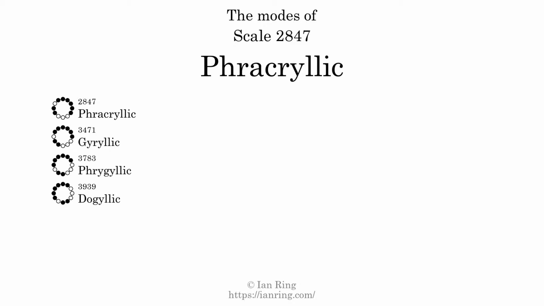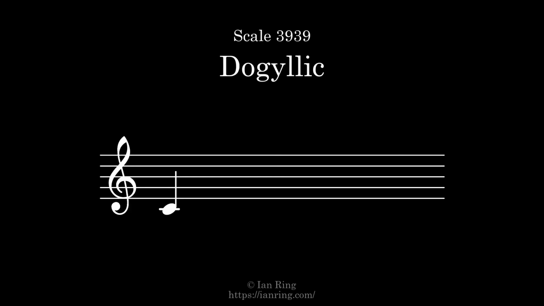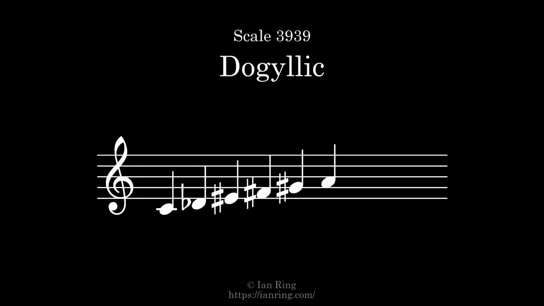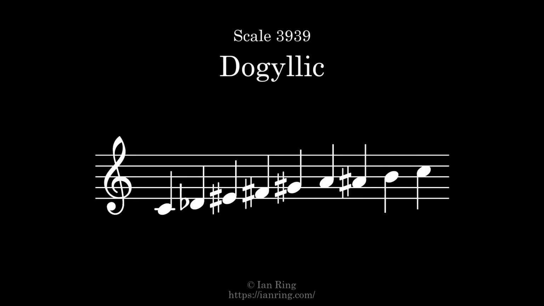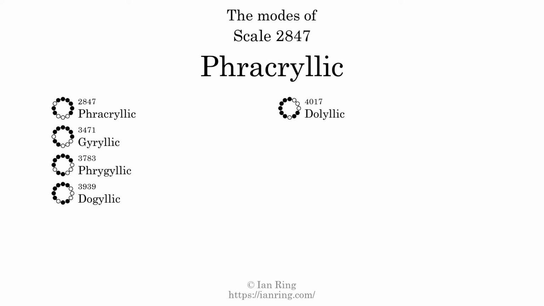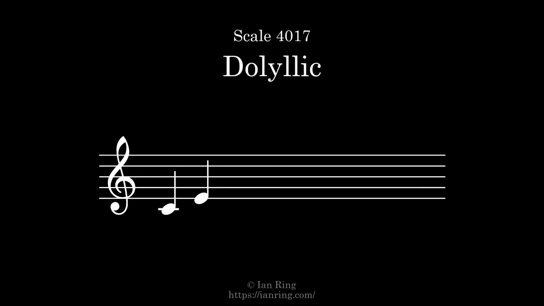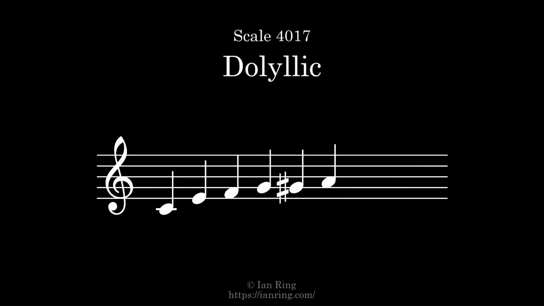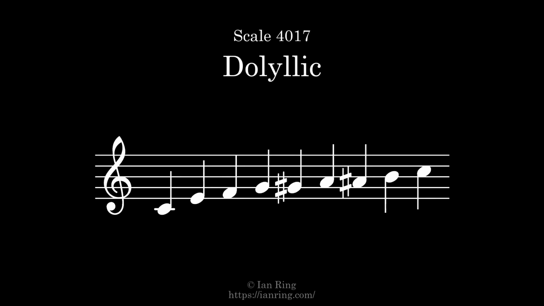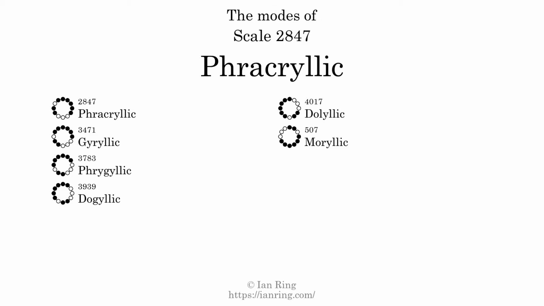The fourth mode is scale 3939, also known as Digilic. It sounds like this. The fifth mode is scale 4017, also known as Delilic. It sounds like this. The sixth mode is scale 507, also known as Merylic. It sounds like this.